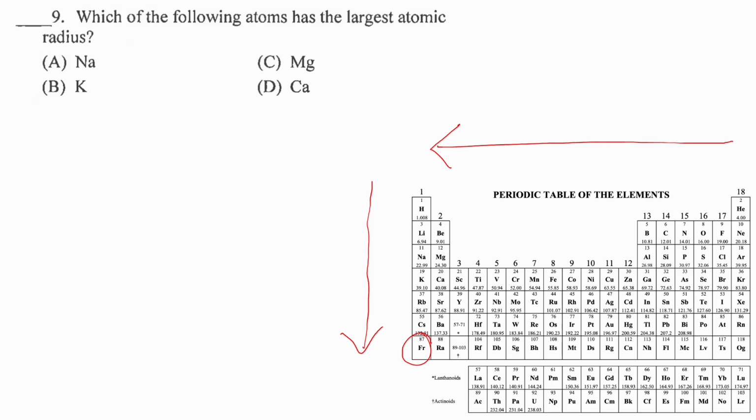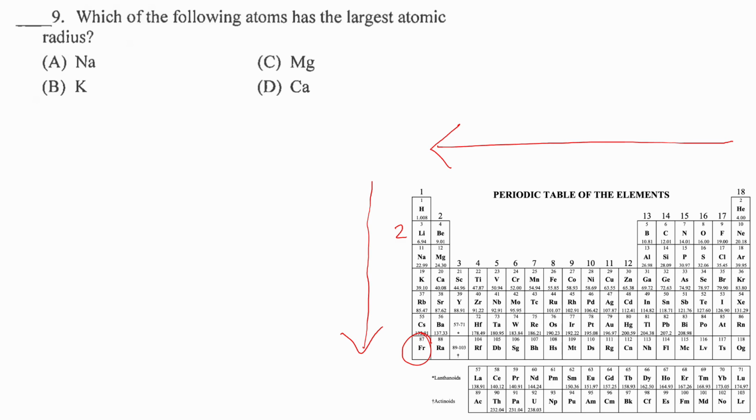Now, why going across the period to the right would you decrease atomic radius? Well, that's because, let's say we're talking about period 2. As we are going across period 2 to the right, you are having the exact same number of energy levels, which is 2. But as you are going to the right, you are increasing the number of protons in the nucleus, which is pulling those electrons closer to the nucleus, which is why they are getting smaller in size.